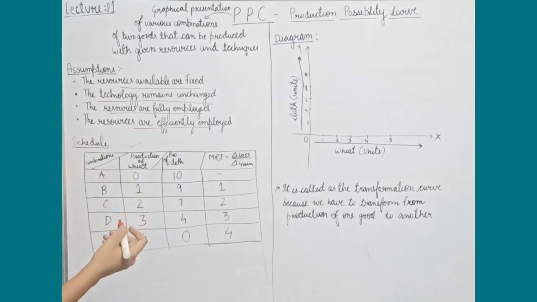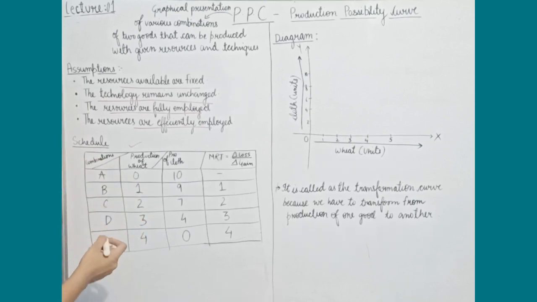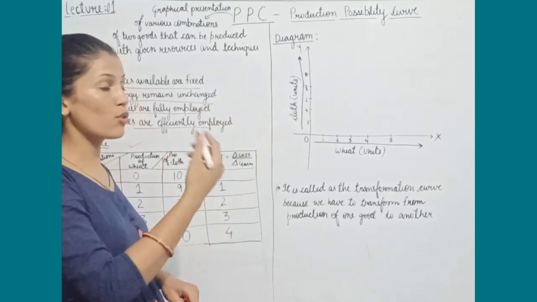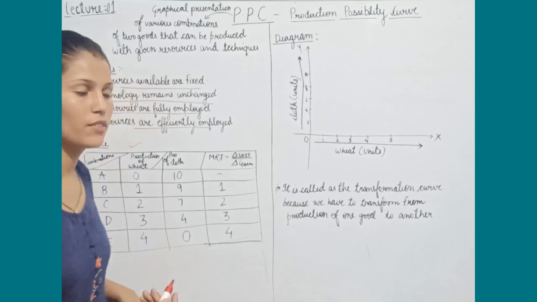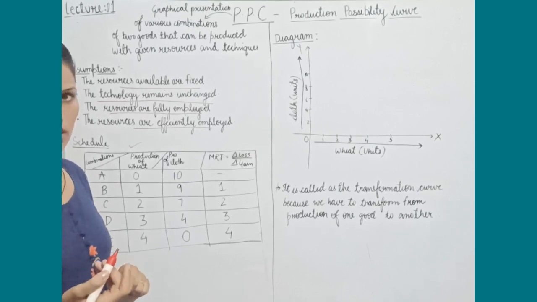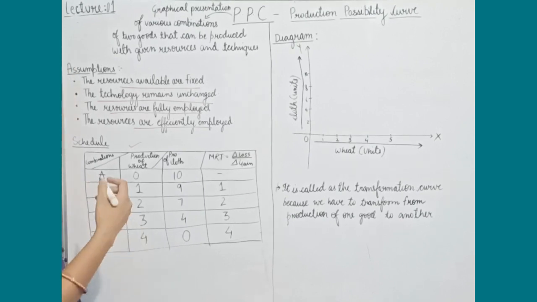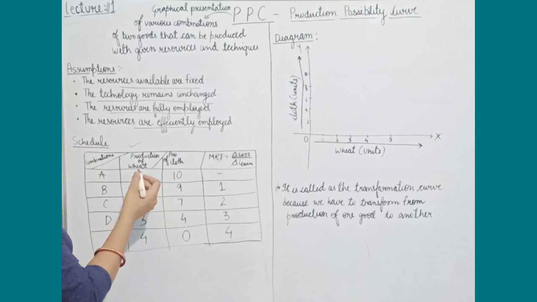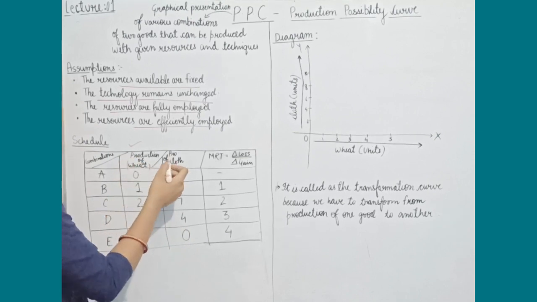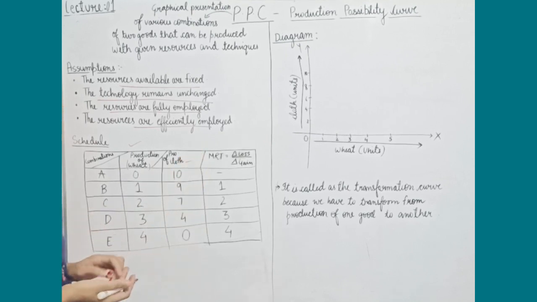It is also known as the production possibility schedule, which shows the various combinations through which we draw the diagram or the curve. Clear? So basically A, B, C, D, E are the various combinations of two goods which are produced in an economy. Like we have taken an example of wheat and cloth, the production of wheat and the production of cloth in units. Clear?